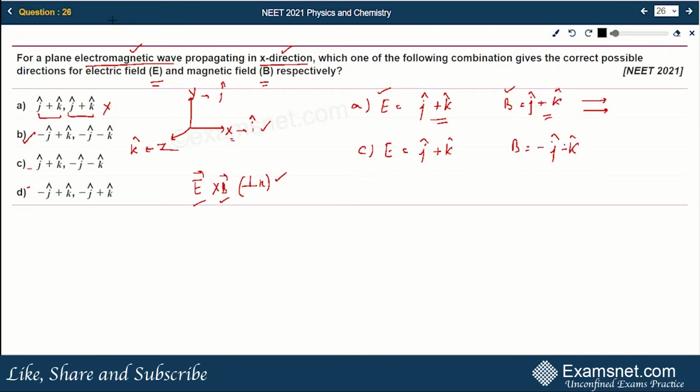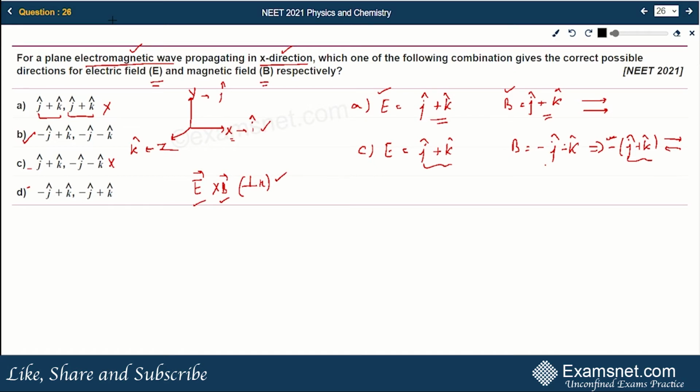Okay, so you can also write this as minus J cap plus K cap, right? So J cap plus K cap and minus J cap plus K cap are the same, just the minus sign is there. That means they are anti-parallel to each other. Okay, again this is not correct because they don't have to be anti-parallel, they just have to be perpendicular.